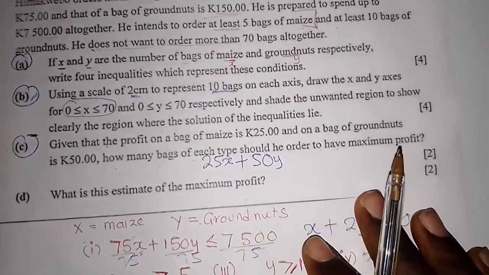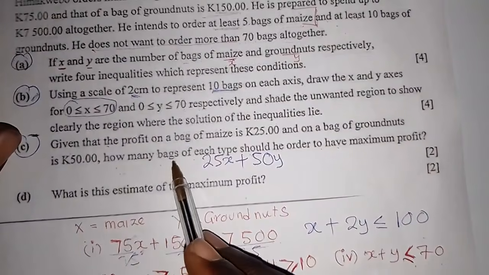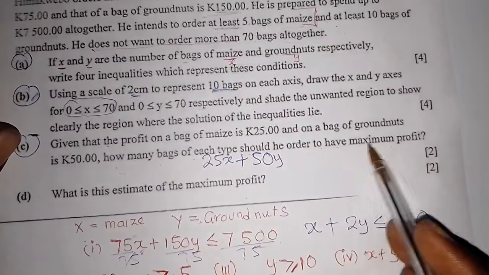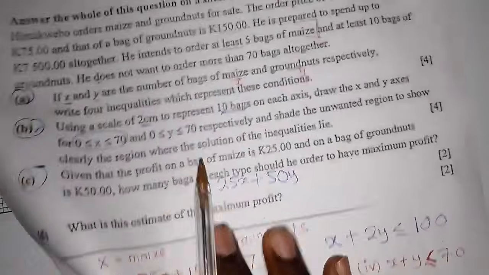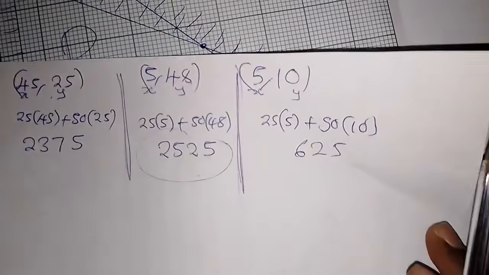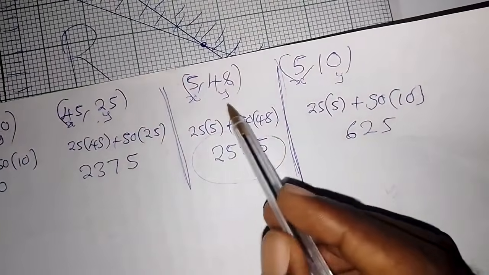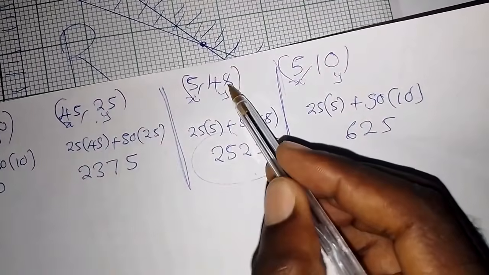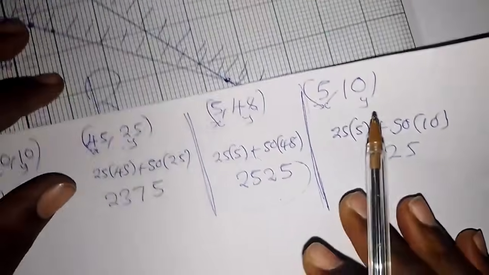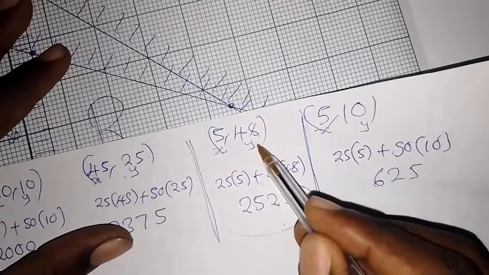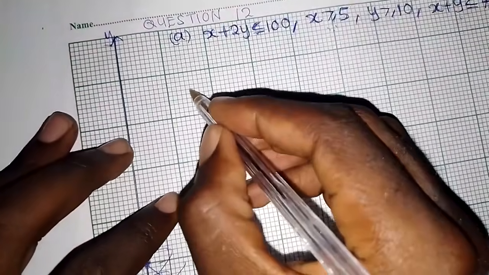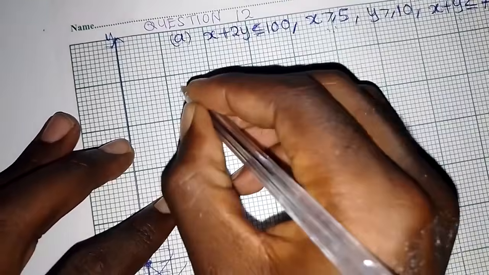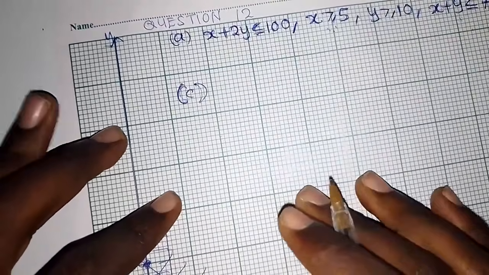So what is the question saying? This is the question: how many bags of each type should you order to have maximum profit? So which one is giving us the maximum profit? You check your inequalities. These are the inequalities which are giving us the maximum profit. 5 and 48. X is maize, Y is groundnut. So you are answering C.